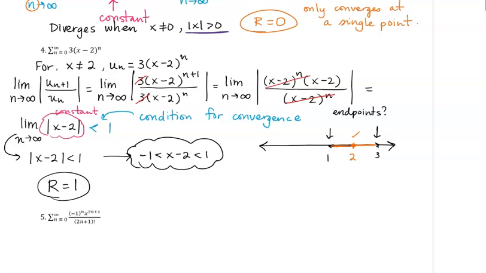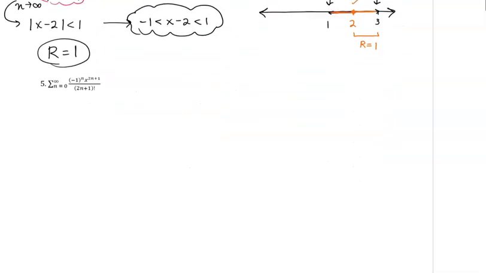How long is this interval? How far to the right could I go? That distance there. More specifically, how far to the right from the center of the power series could I go?